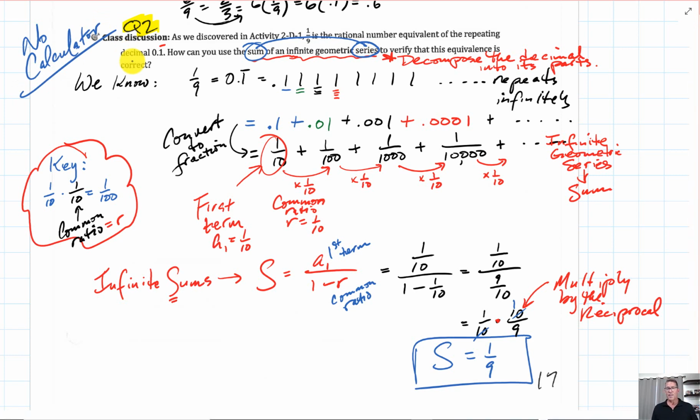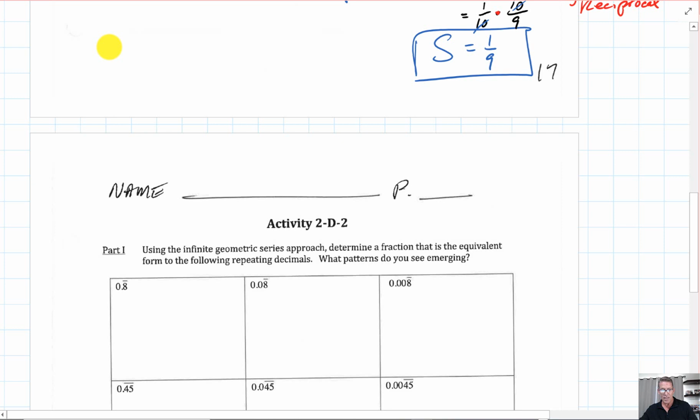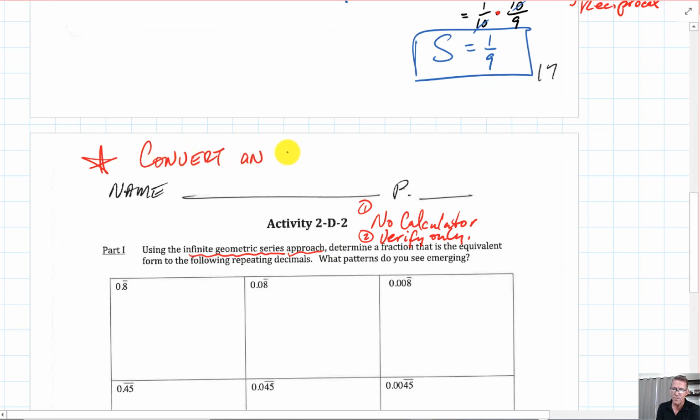So let's reverse the process here. I'm going to give you a decimal and you're going to convert it to a fraction. So we're going backwards. On our next activity, activity 2D2, I give you the decimal and you come up with its fraction, with no calculator. We can use it to verify only. Number 1. So the question is, how do you take these decimals and use the infinite geometric series approach to change it to a fraction? That's what this activity is about: convert an infinite decimal to a fraction. That's the goal.